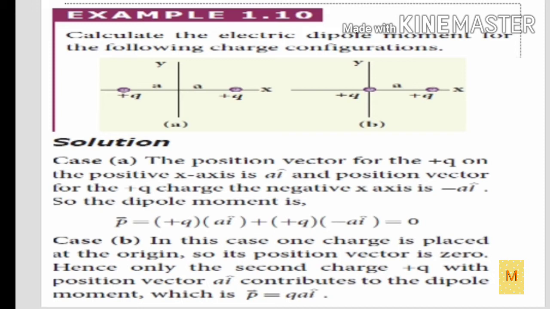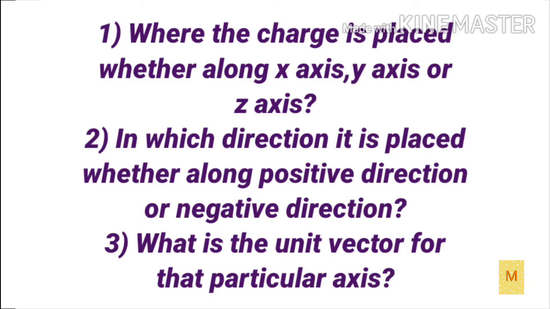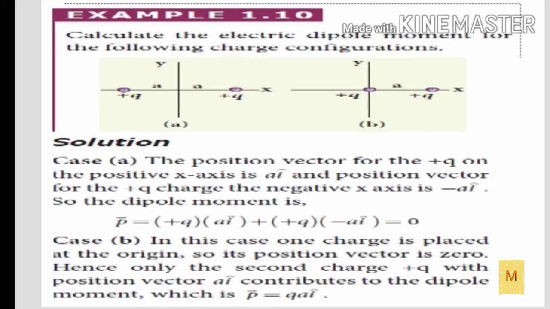Before calculating the electric dipole moment, first we have to keep these three points in our mind. First one is where the charge is placed, whether it is placed along the x-axis or y-axis or z-axis. The next point, in which direction the charge is placed, in the positive direction or negative direction. And the third point, what is the unit vector for the particular axis? So we have to keep these three points in our mind before starting the calculation.